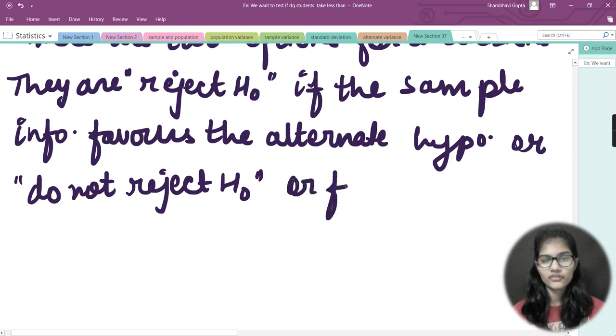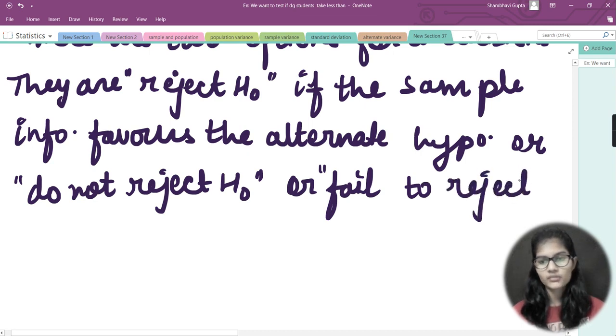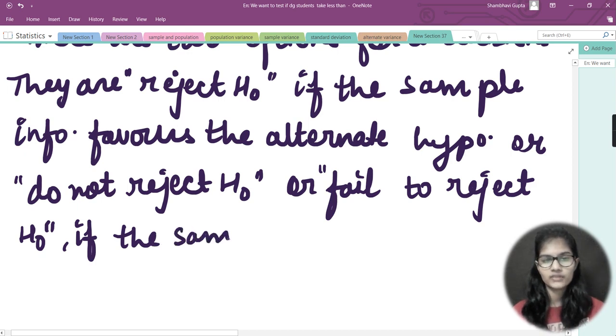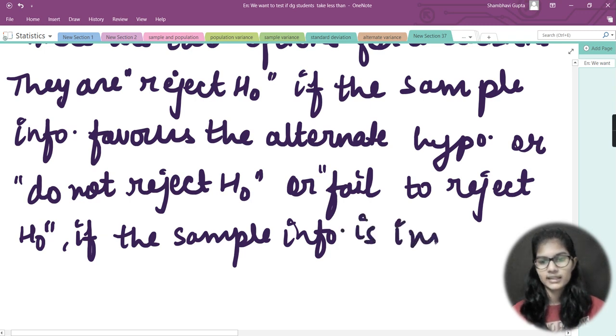Or fail to reject H naught. This is also another way which we can write it. So second goes like that: do not reject H naught or fail to reject H naught. So this is a decision which can be made if the sample information is insufficient.